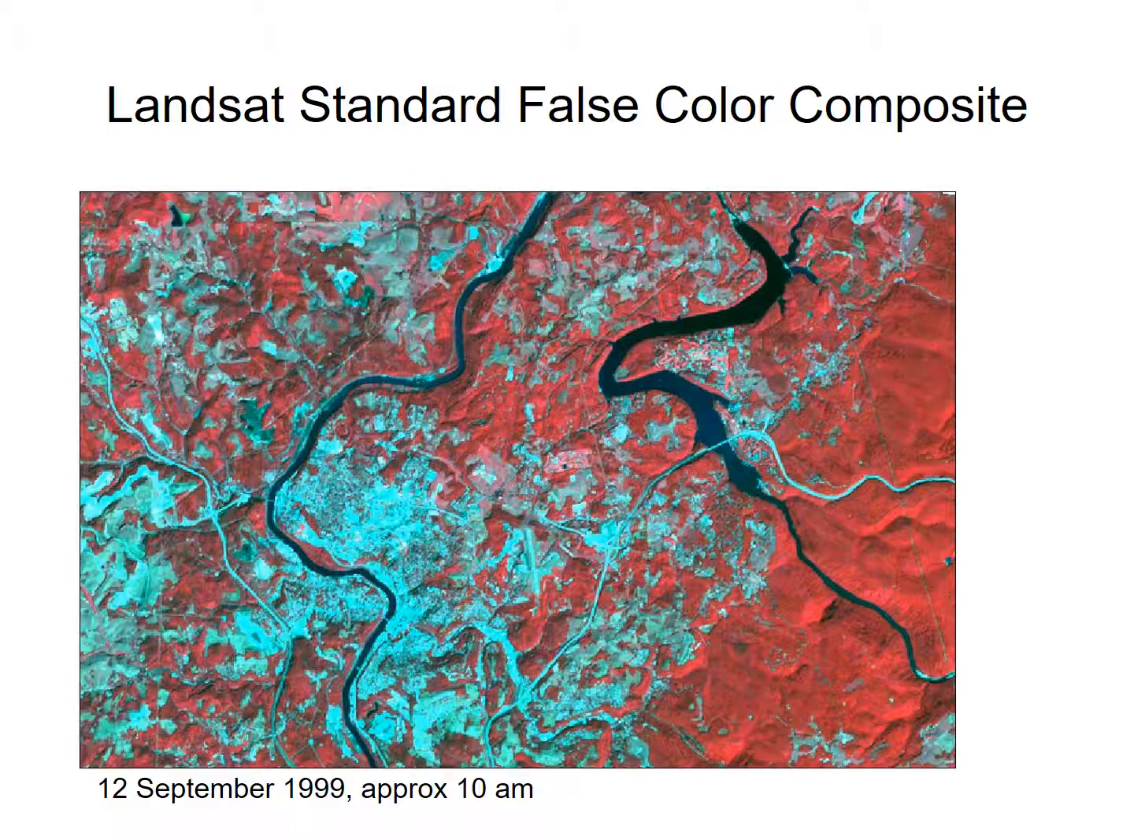And a false color image is going to identify different things, particularly vegetation types, which are going to be in the red. Things that aren't vegetation are going to be other colors.